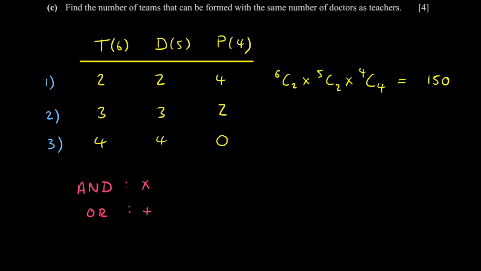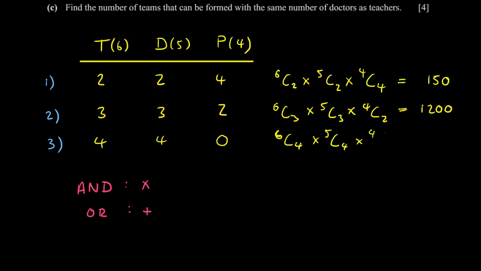Okay, case 2, we want to have 3 teachers, 3 doctors, 2 police officers. How many ways can I choose 3 teachers from 6 teachers? 6C3. Same thing for 3 doctors from 5 doctors. That would be 5C3. And how many ways can I choose 2 police officers from 4 police officers? 4C2. And if I multiply that all out, I get 1,200. And then lastly, I do the same thing for the last row. So this will be 6C4 ways of choosing the teachers, times 5C4 ways of choosing the doctors, times 4C0 ways of choosing the police officers. And if I multiply that all together, I get 75.